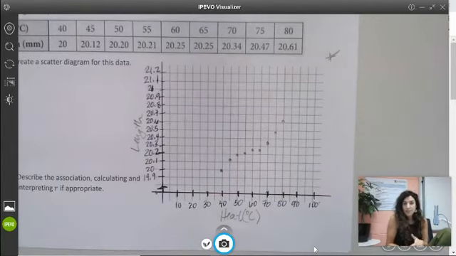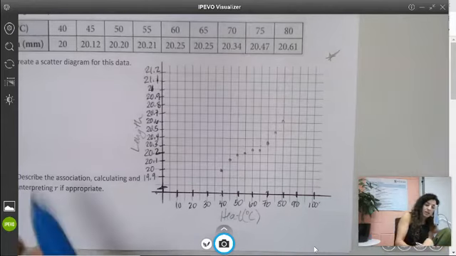So your scatter plot should look something like this. Again, our scale might be a little bit off, so it might be hard to tell how the correlation is doing, which is why we would like to bring in our Pearson's correlation coefficient. It says describe the association here, calculating and interpreting r if appropriate.